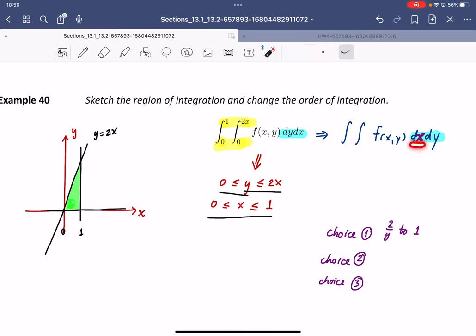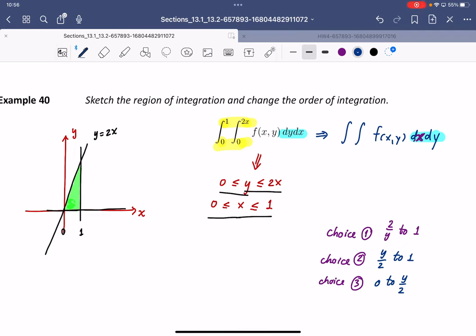Okay, x from where to where? Let's do one more time. So x, anyone one more choice? Okay, 0 to y over 2 as well.